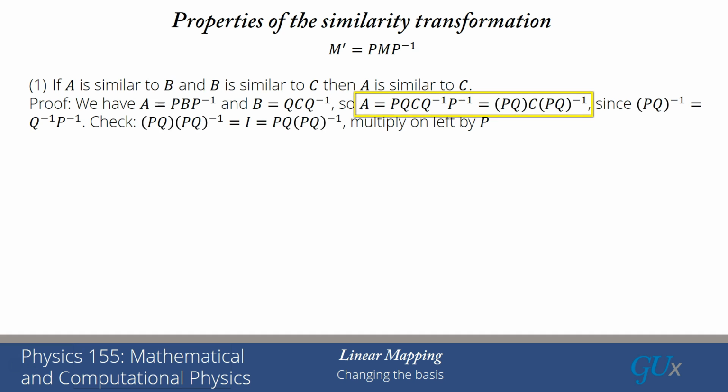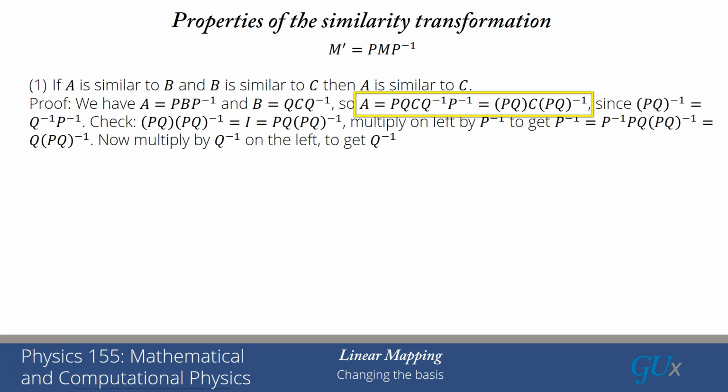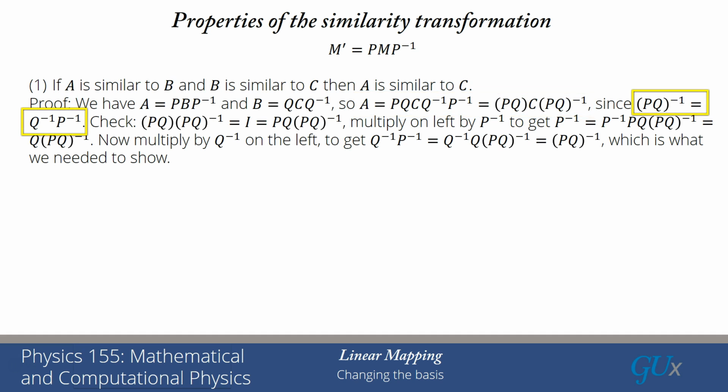And so now we just write out A. A is P times Q times C times Q inverse times P inverse. And I want to verify for you that that is equal to the matrix PQ times C times PQ inverse. And this occurs because PQ inverse is equal to Q inverse P inverse. But you might not know that because we haven't verified it. So let's go ahead and prove that the quantity PQ inverse is equal to Q inverse P inverse.